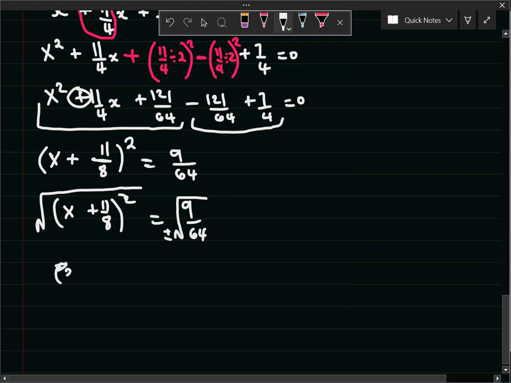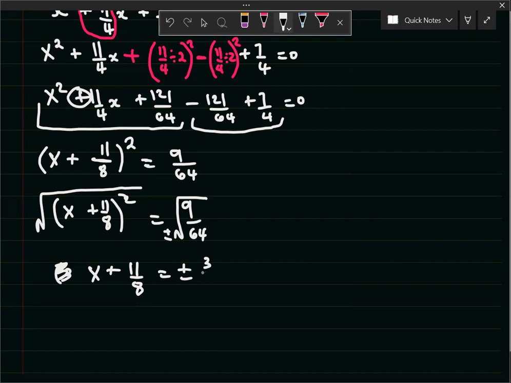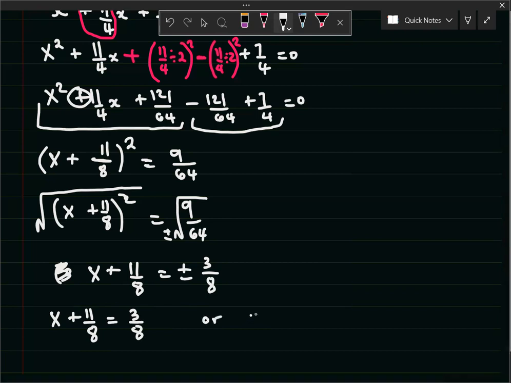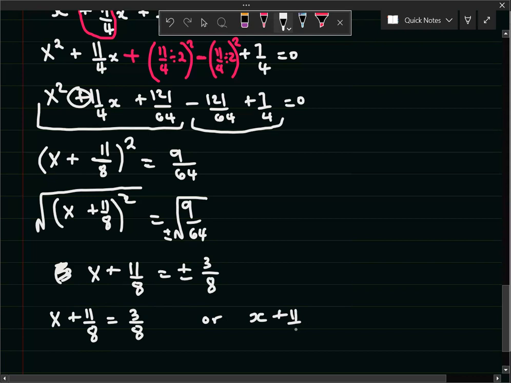And then we're going to have, okay, the bracket is gone now. So we have x plus 11 over 8 is equal to plus minus, if you input this in a square root on the calculator, 3 over 8. Okay. Now we're going to split this. So I have x plus 11 over 8, which is this part, is equal to positive 3 over 8, or x plus 11 over 8 equals negative 3 over 8.